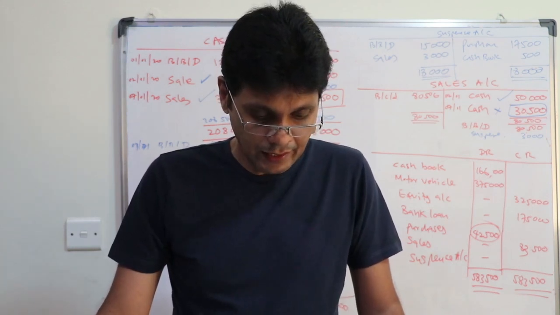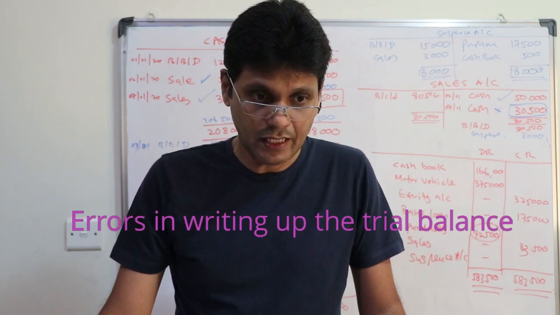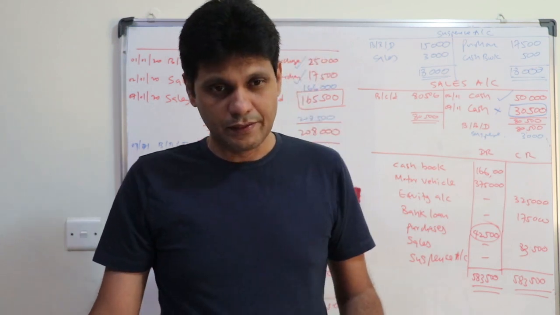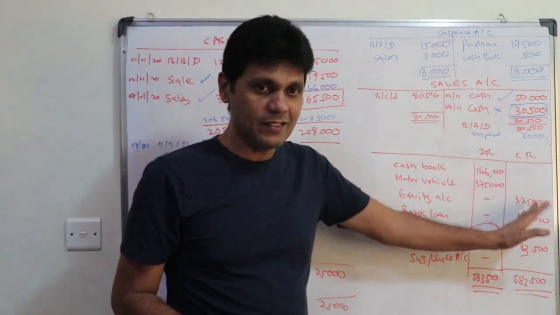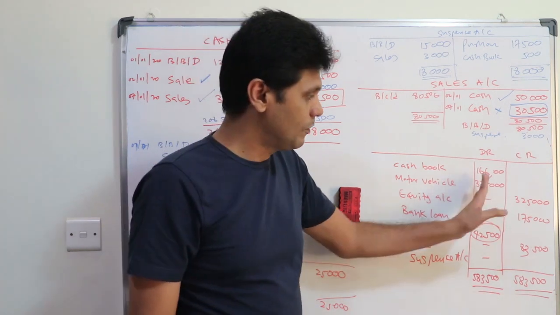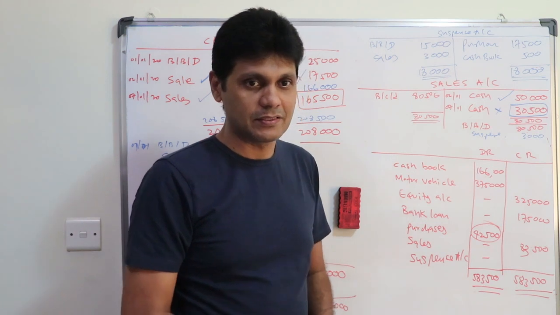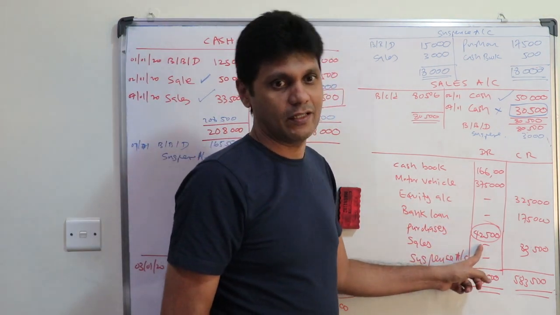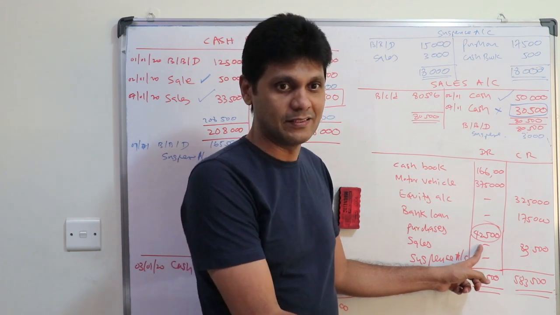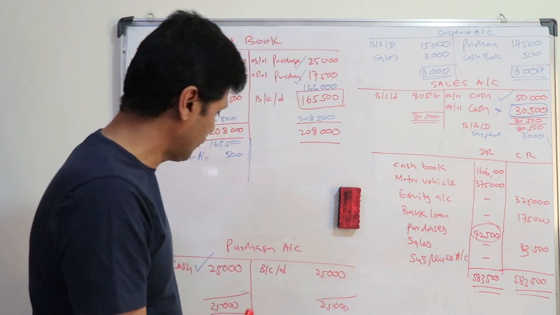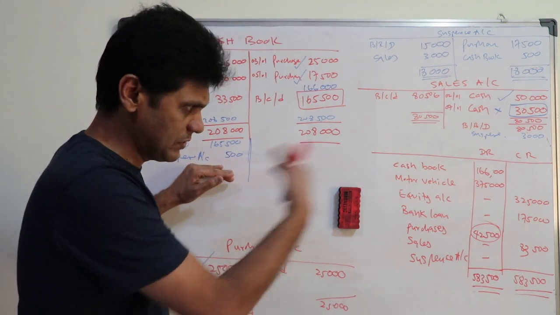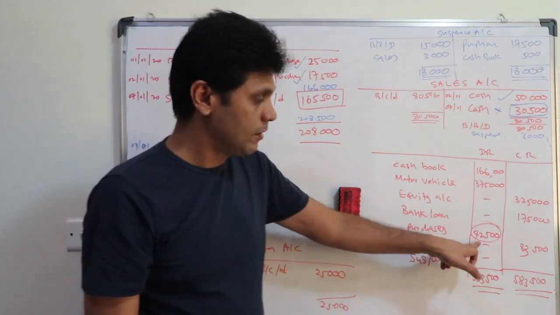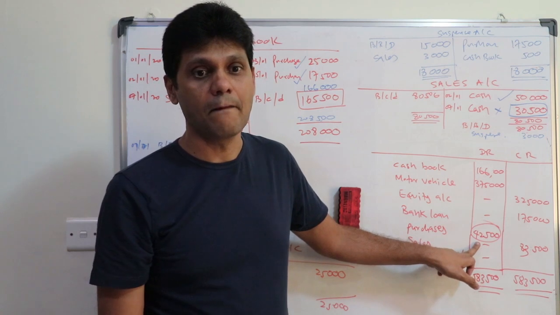And the last error is errors in writing up the trial balance. What does it mean? You recorded all the ledger balances, but when you write up the trial balance, you make some errors. So this 42,500, you took it as 40,500 to the trial balance. The ledger balances you extracted, but when writing up the trial balance, instead of 42,500, you have taken 40,500, not putting the original amount.